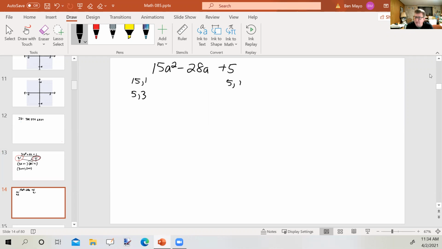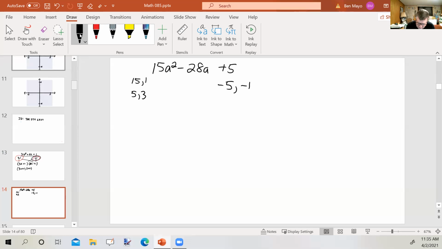However, notice that the middle term is negative. So in fact, we're going to have a negative 5 and a negative 1. Let me write that a little bit better here. So a negative 5 and a negative 1. Need parentheses there.